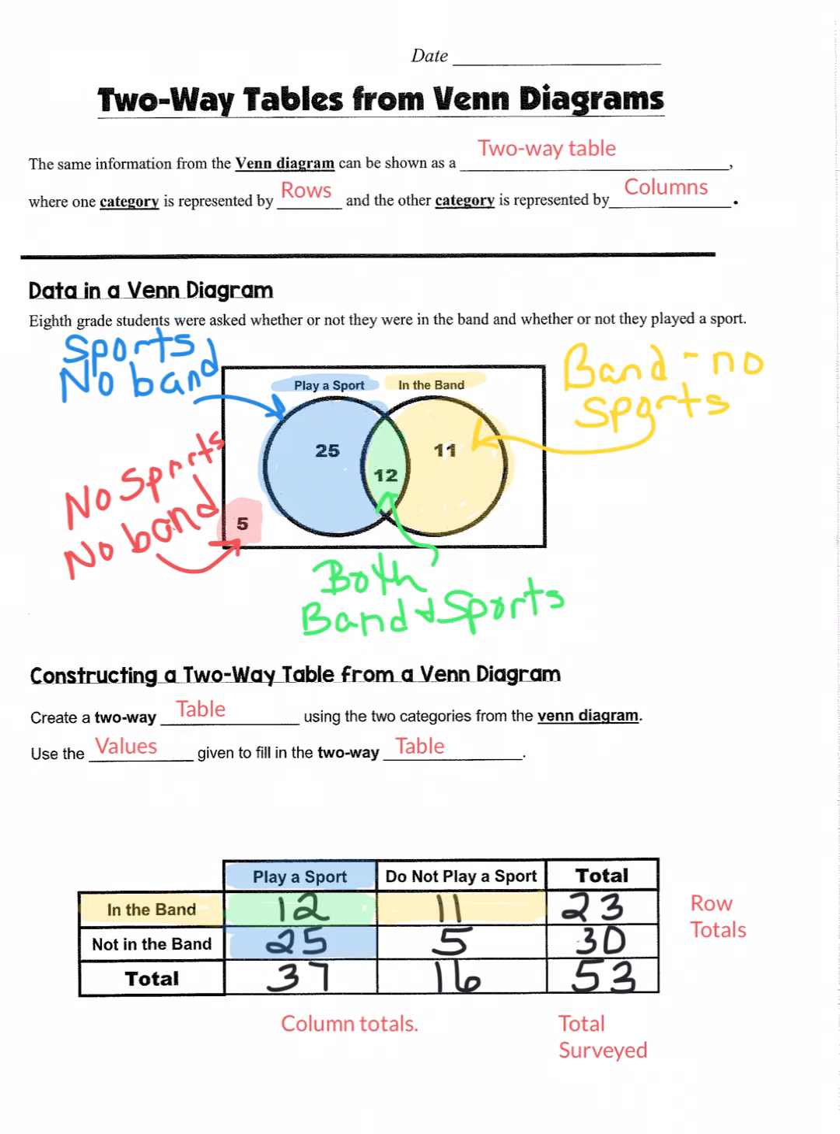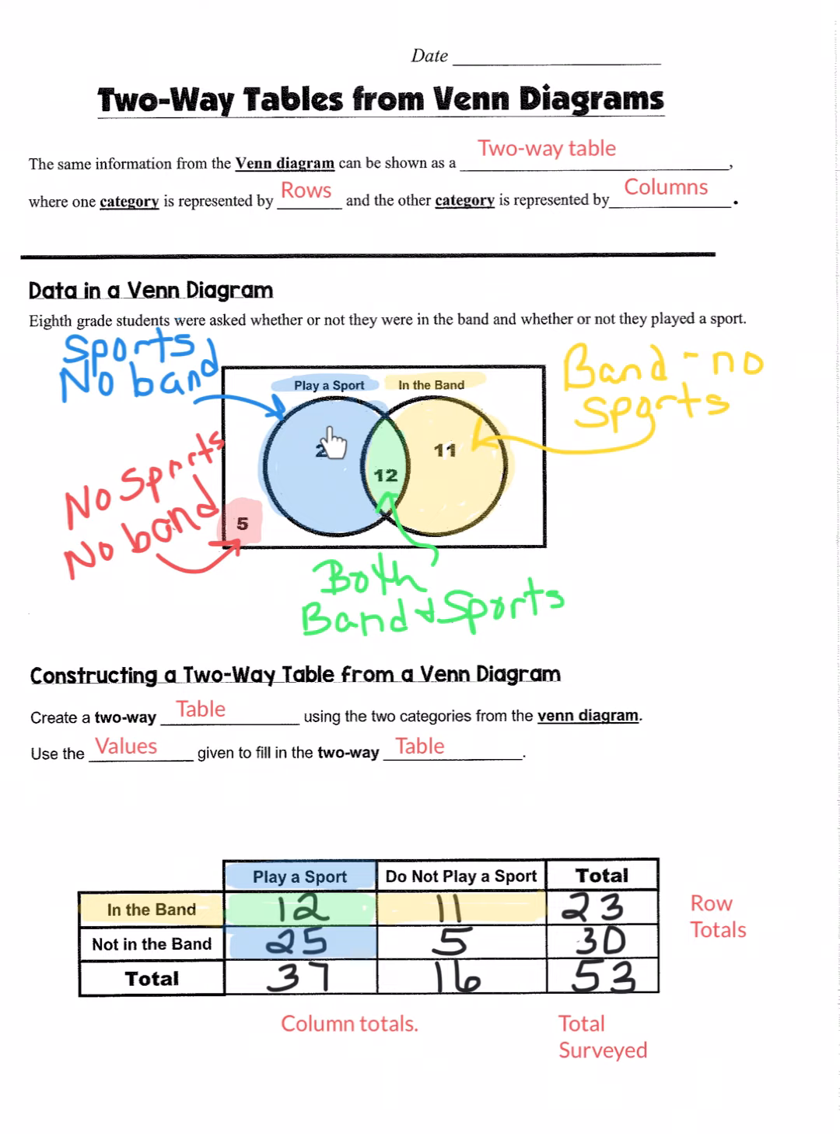So let's review what a Venn diagram is. This Venn diagram right here is comparing students who play sports and students who are in the band. Now we have some students in this blue section right here that are in sports, but they don't play in the band. We know because that's all blue. Over here in the yellow, these 11 students, they play in the band, but no sports.